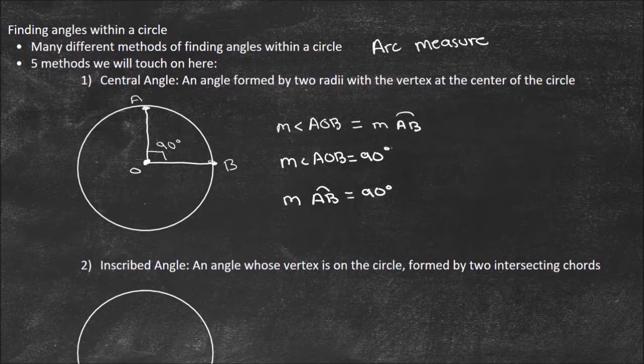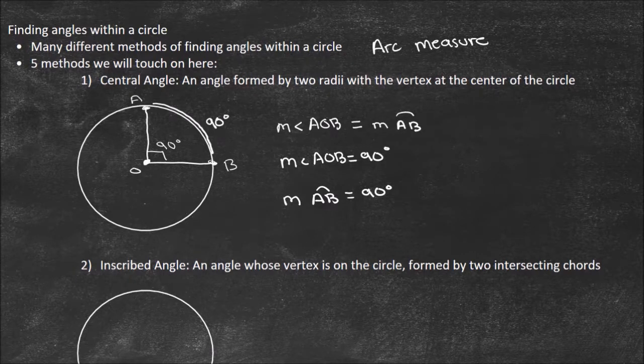So this one's not bad. It just says that if I have an angle formed by two radii, so we have the AO radius and the BO radius, then the angle is going to be the same thing as the outer arc, which is this here, which we're saying is 90 degrees.